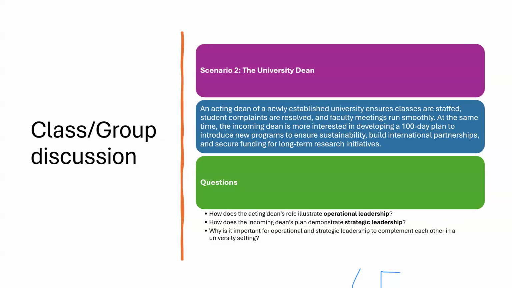This time round, I'm going to put you into groups and you would answer this question. So I'm going to read the scenario and then put you in groups and then we move on. An acting dean of a newly established university ensures classes are staffed, student complaints are resolved, and faculty meetings run smoothly. At the same time, the incoming dean is more interested in developing a 100-day plan to introduce new programs to ensure sustainability, build international partnership, and ensure funding for long-term research initiatives. The first two questions are similar to the first one that we did, but now we have a third one, which says, why is it important for operational and strategic leadership to complement each other in a university setting?